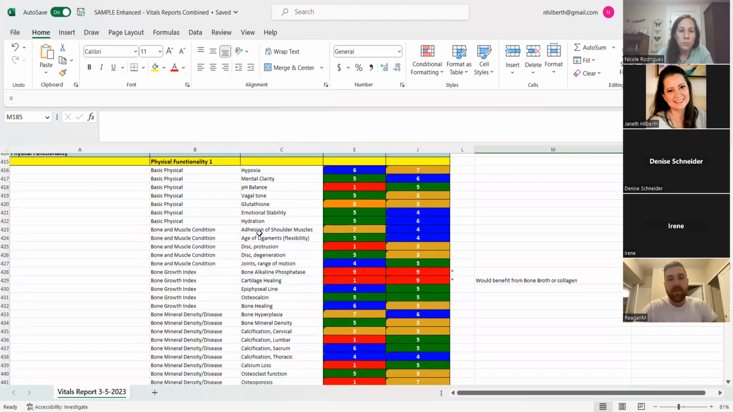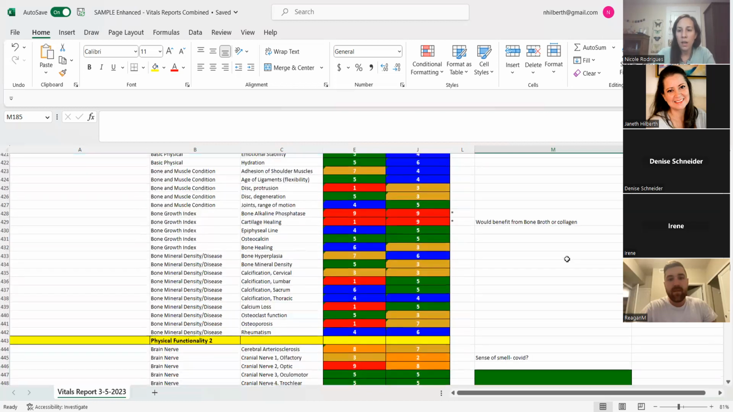Okay, so then we come down to physical functionality. In the bone growth index area, cartilage and this phosphatase was showing out consistently. And I thought he would benefit from having bone broth or collagen daily to help with the healing of his bones. The collagen and the bone broth will also help with his digestive system. So it's a win-win, and that's easy to incorporate.